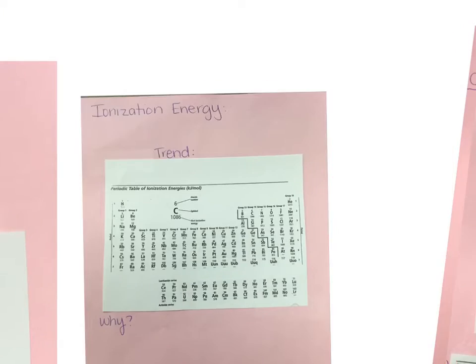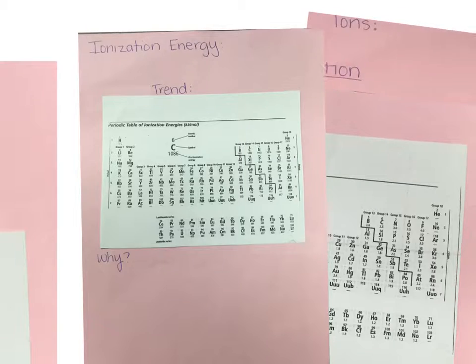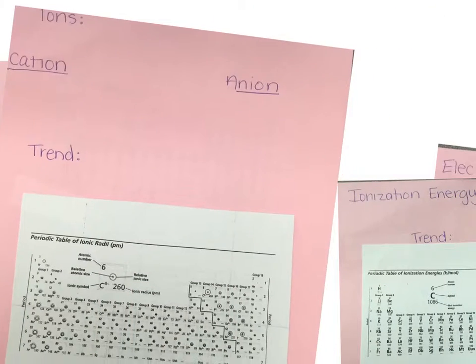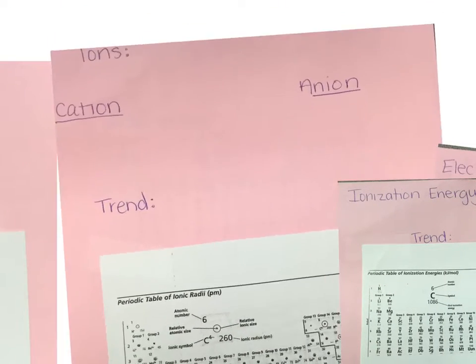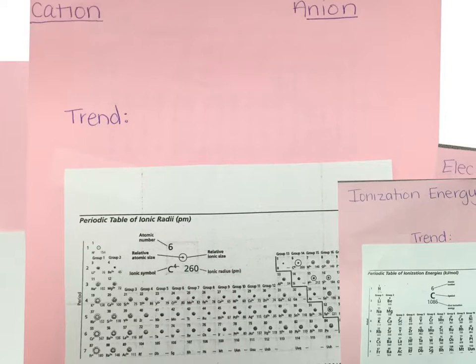So the next one you had was ionic radius, which is a weird one. First of all, who tends to be your cations, you guys? Metals or nonmetals? Metals. Good. So everything to the left of your metalloids line. Who tends to be your anions? Nonmetals. Good. So everything to the right.